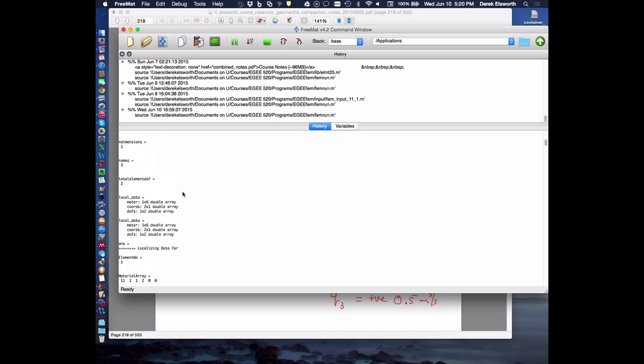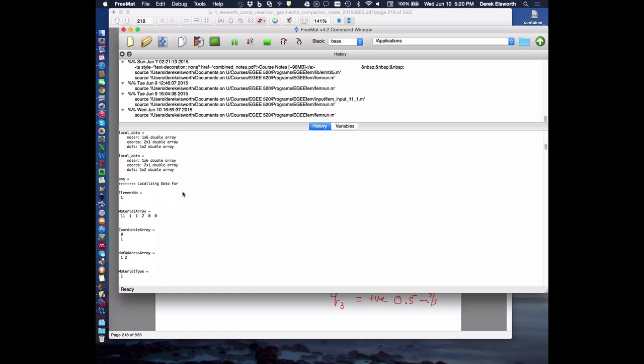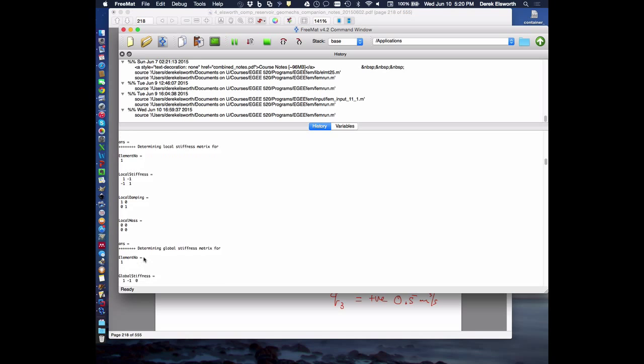But let's kind of step through it. So it does some of the things we expect. It makes a conductance matrix for element 1. It makes a storage matrix for element number 1, which is this damping matrix. It puts it into the global matrix for conductance.